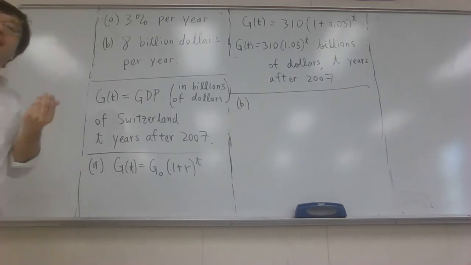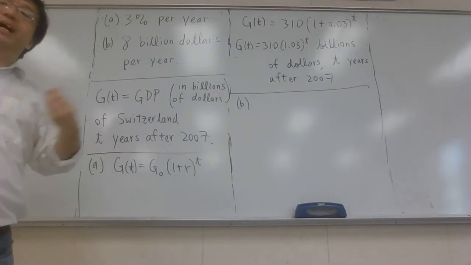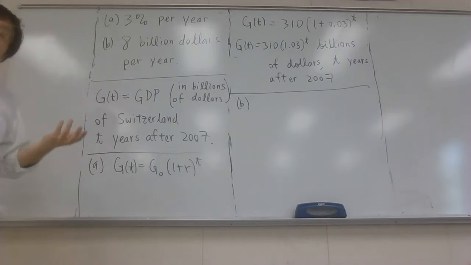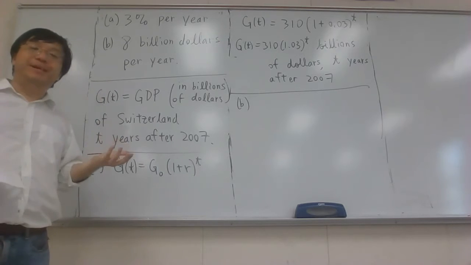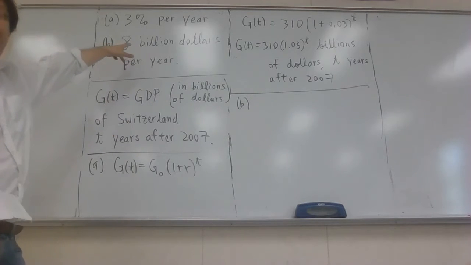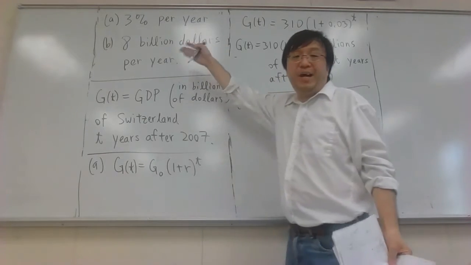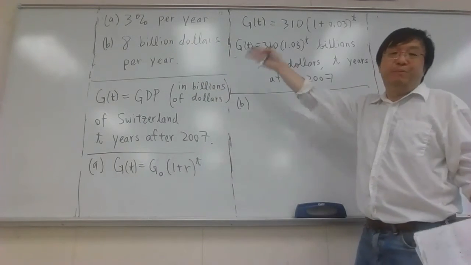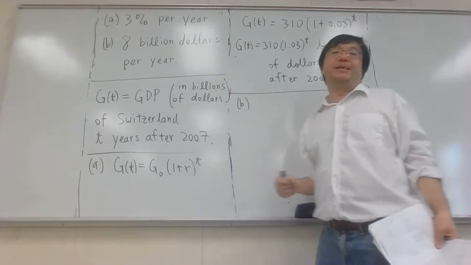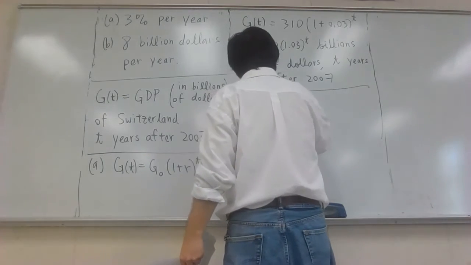So what's this? This is the case of constant slope, or constant rate of change. At every point in time, the slope is the same. And the case of constant slope is the case of a straight line, with slope being $8 billion per year. At every point in time, the slope is $8 billion per year. So when you have a constant slope, that's a straight line. So GT is a straight line.